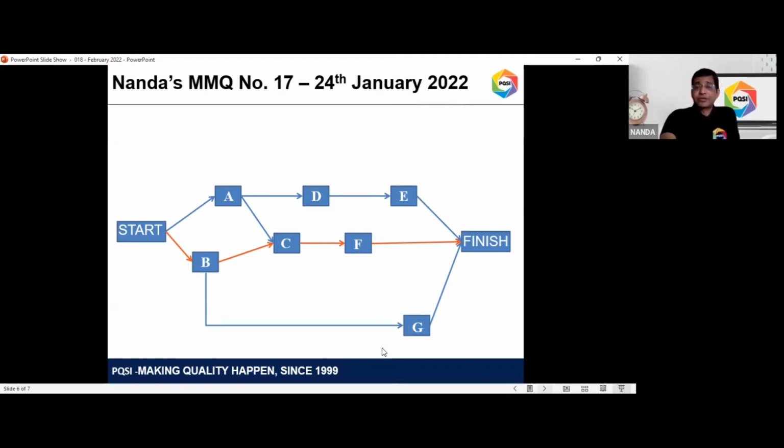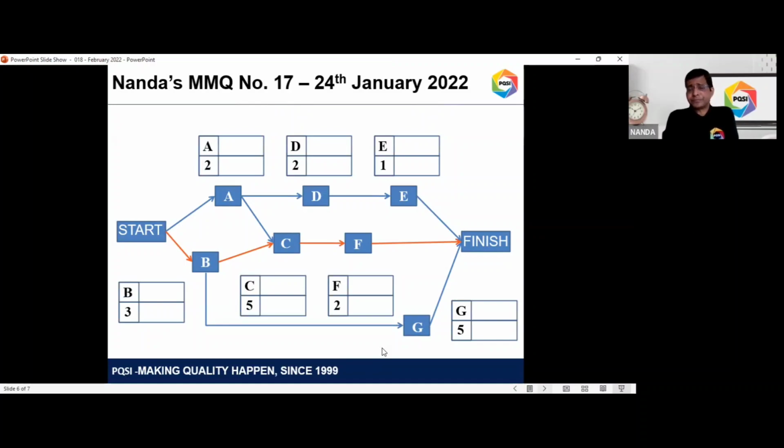The next step is to fill in the small information that is given. What is given for each activity is the time taken to complete that activity. So in this case, A takes 2 days, B takes 3 days, C takes 5 days, D takes 2 days, E 1 day, F takes 2 days, and G takes 5 days. So that's mentioned in the question.